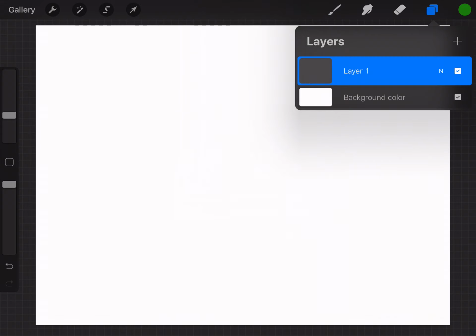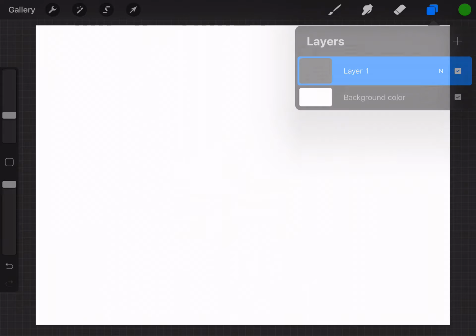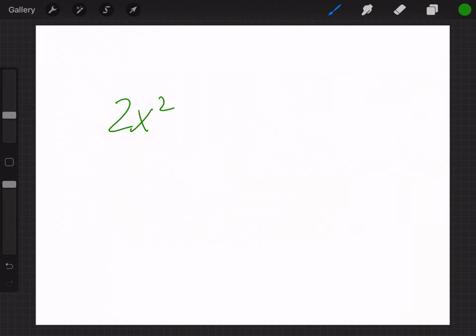Let's try this one. Let's try 2x squared minus 14x minus 16. All right. So I'm looking at my problem. I'm asking myself, what's the first question? Is there anything in common?